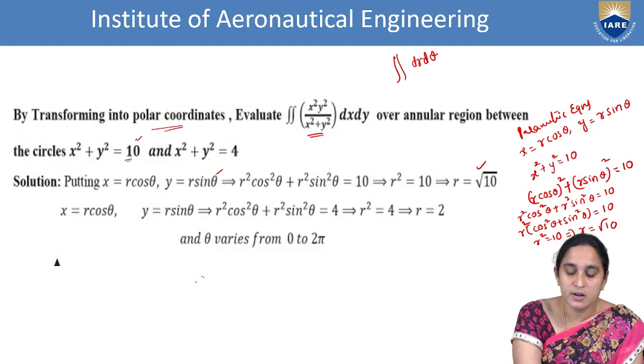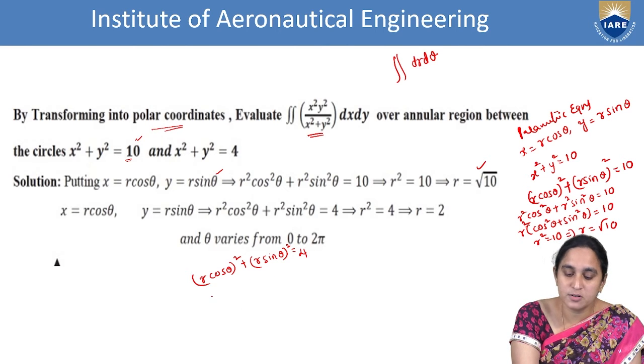From that, what is x? x is (r cos theta) whole square plus (y is r sin theta) whole square is equal to what? 4. Okay, from that, what is common here? I'll write r square into (cos square theta plus sin square theta) is equal to 4.